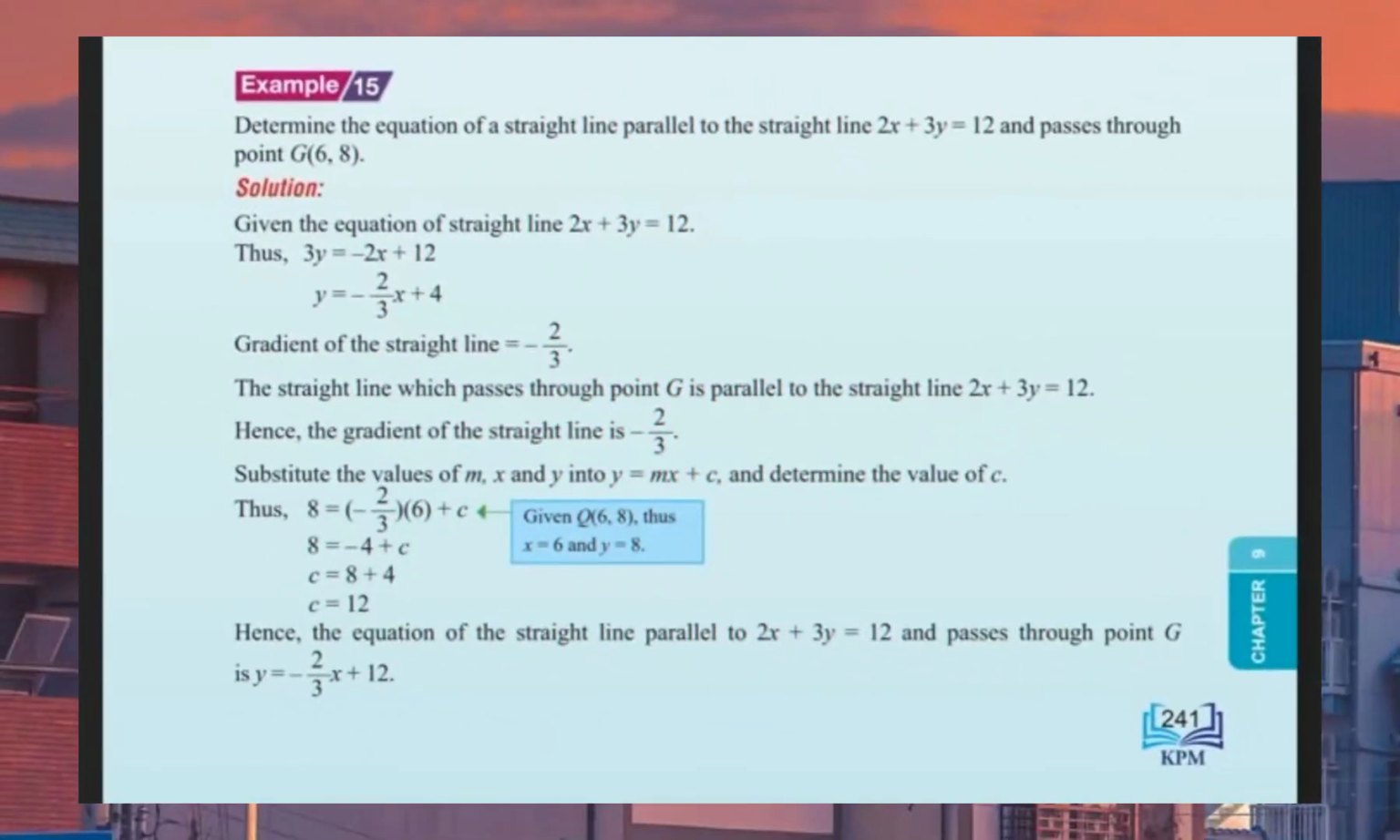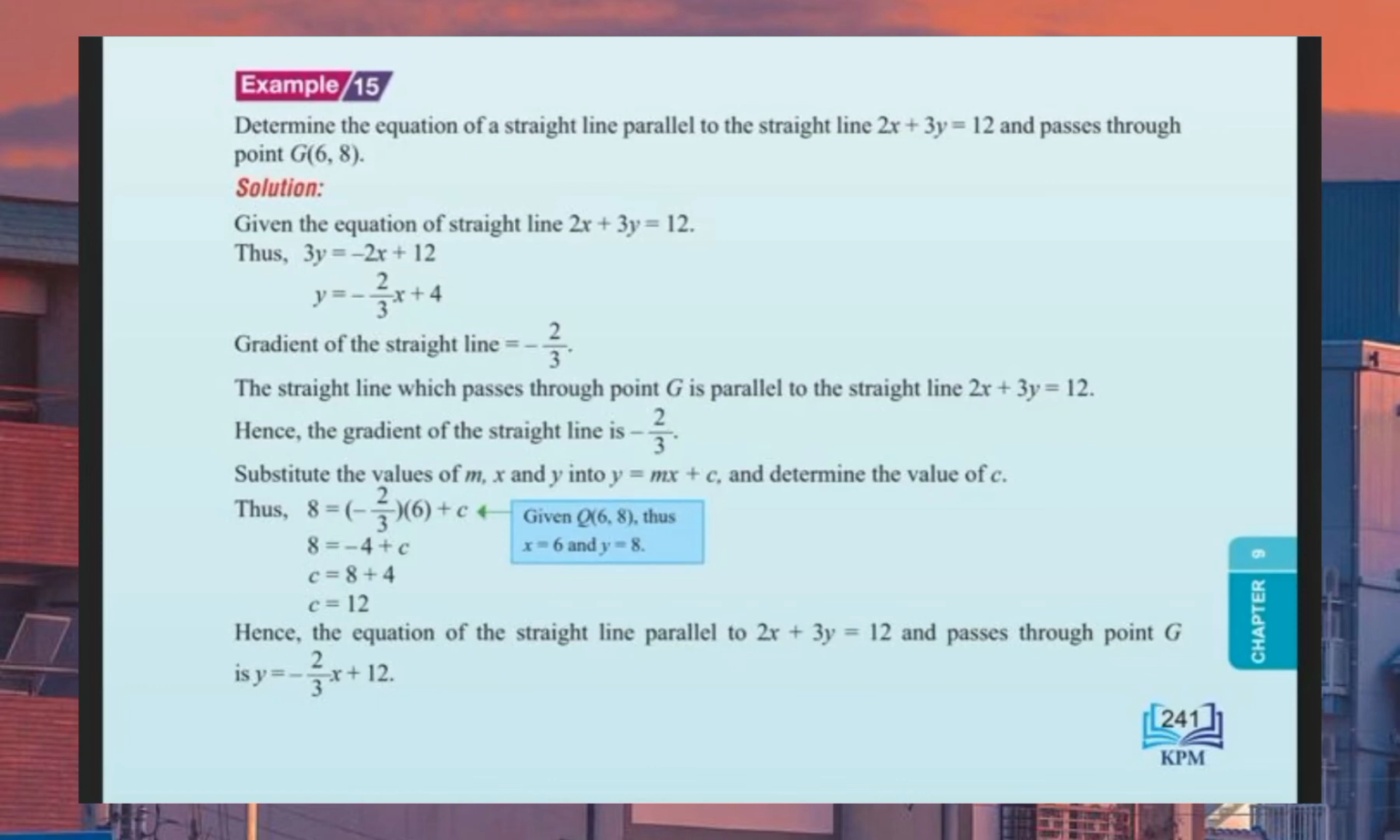Example 15. The question is, determine the equation of a straight line parallel to the straight line 2x plus 3y equal to 12 and passes through point G in bracket 6, 8. Okay, now the solution is, given the equation of straight line 2x plus 3y equal to 12. Thus, 3y equal to negative 2x plus 12. So, y equal to negative 2 per 3 x plus 4. The gradient of the straight line equal to negative 2 per 3.